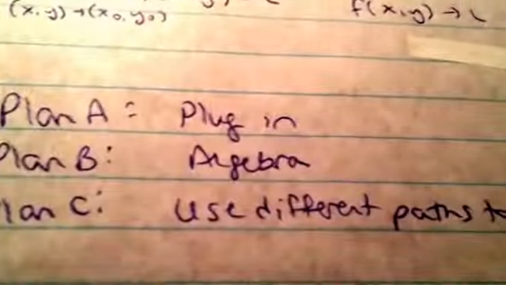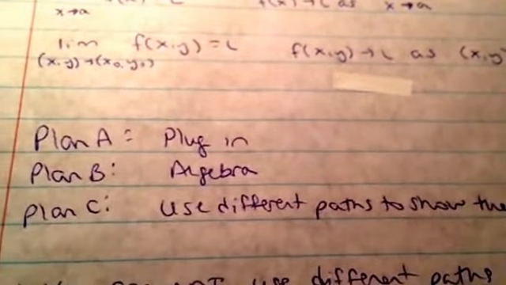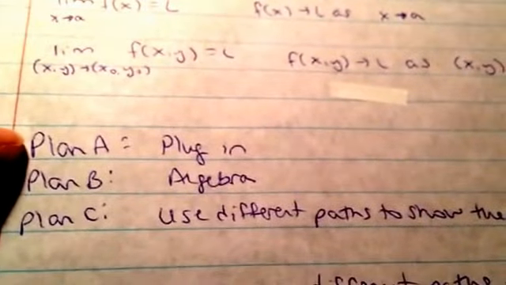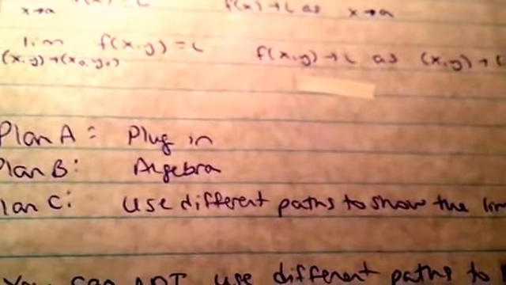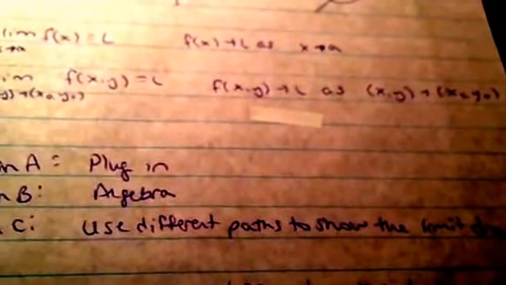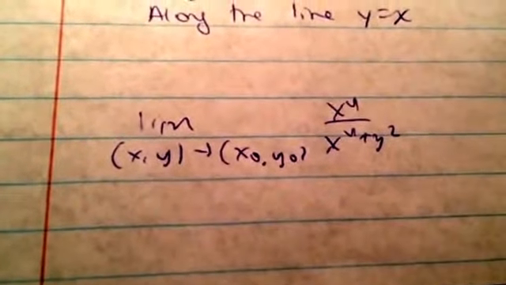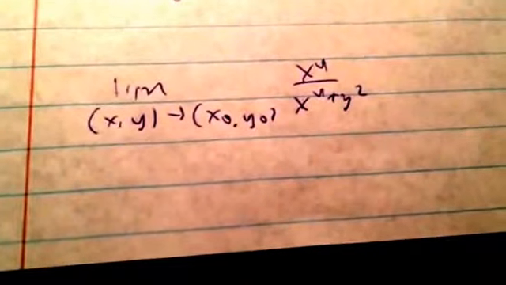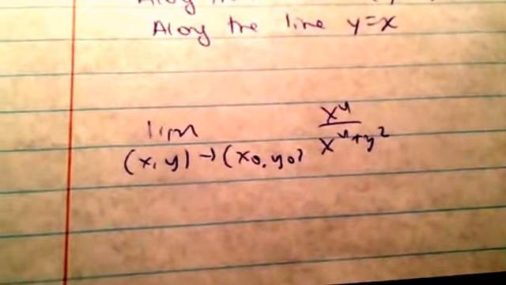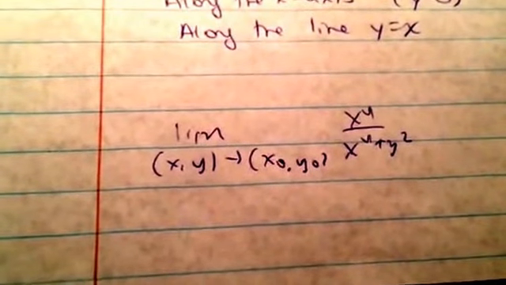Okay, so here's the plans. So plan A, these are what I call it on the left. This is what it actually is on the right. Plan A, plug it in. If that doesn't work, plan B, algebra. If that doesn't work, switch to plan C and use different paths to show that the limit does not exist. So plan C is the different path approach. You can use any path you want to. There's infinitely many paths. If you look at the book, they use some crazy, ridiculous paths, and you think, where in the world did they get this from?